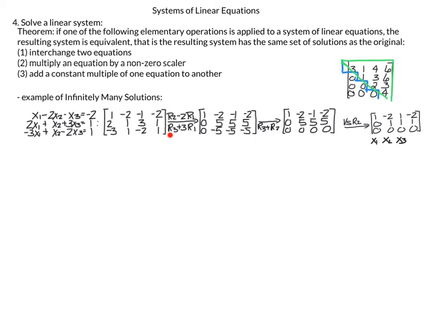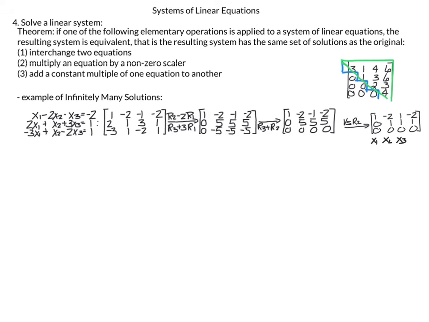On the bottom, I replace R3 with R3 plus 3R1. And then again, that gives me a 0 in this position. And then 3, that will give me minus 6 plus 1 is minus 5. 3 would give me minus 3, minus 2 is minus 5, and minus 2 times 3 will give me minus 6 plus 1 is minus 5.